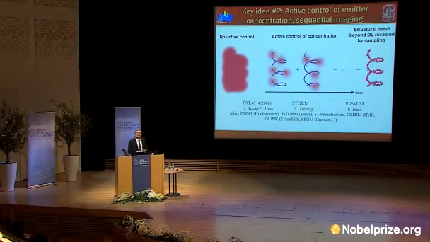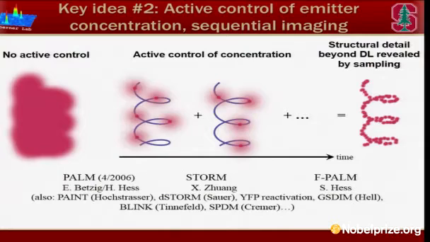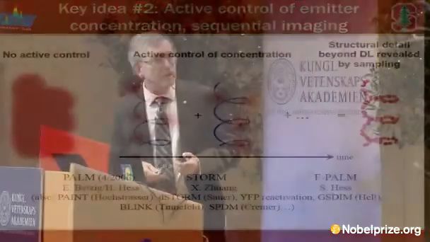This idea appeared on the scene, and I heard it first from Eric Betzig in April 2006 when he described PALM at an NIH meeting in Washington. And quickly, STORM appears, FPALM appears, PAINT, dSTORM. All kinds of people showed that different mechanisms could be used for this active control idea. So it was a really incredibly exciting time to hear about all that.